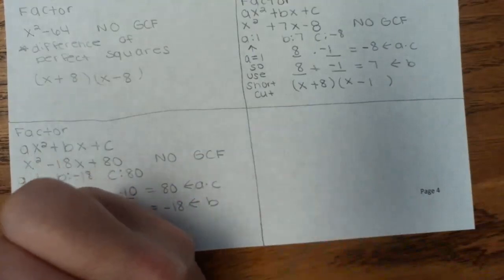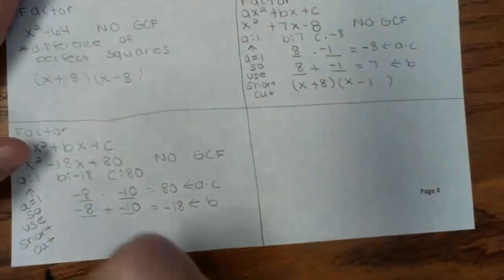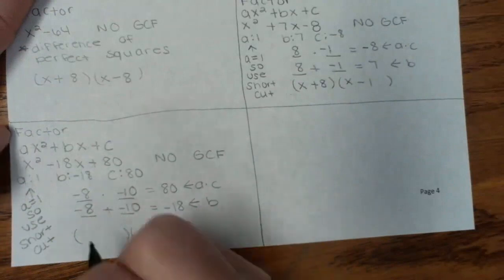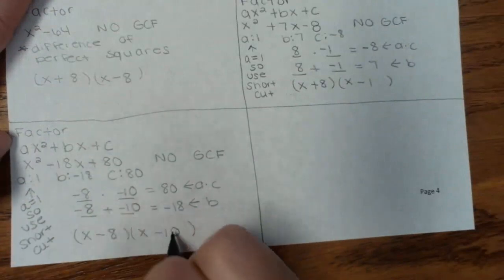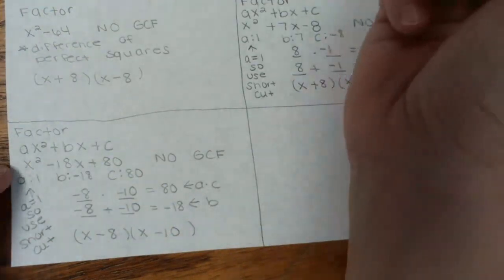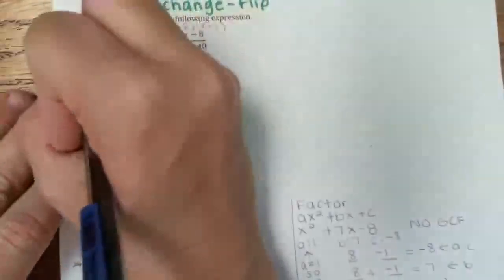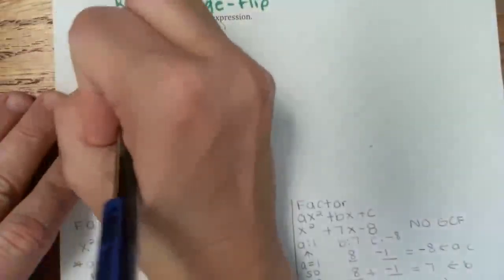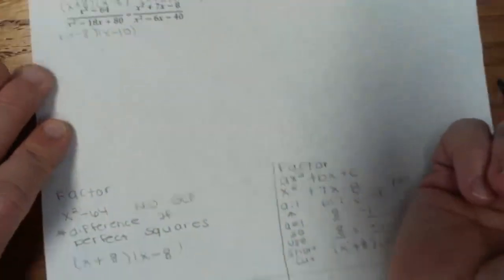Thankfully, our a value is 1, so we're able to use our shortcut. Our shortcut says we can go straight to our two factors. Our variable is x, and our blank is negative 8 and negative 10. So x minus 8 times x minus 10. So I'm going to rewrite our x squared minus 18x plus 80 in factored form of x minus 8 times x minus 10.